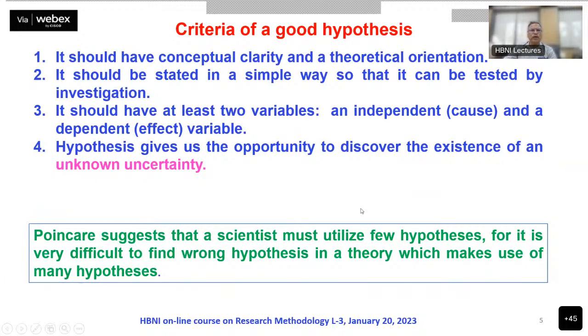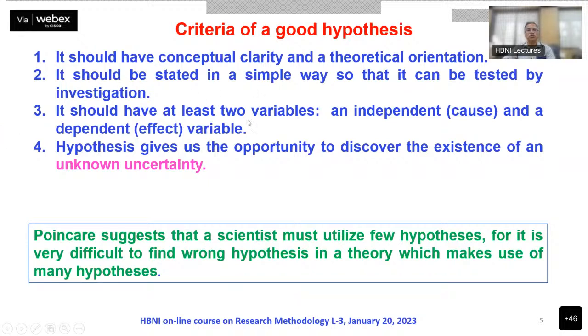So the criteria of a good hypothesis are that it should have conceptual clarity and a theoretical orientation. When you make a hypothesis, that means you are trying to understand a phenomenon or a process, and then you predict that if I do this, it can happen. So you have a theoretical explanation in that, and your concepts are clear. You have read the literature. This is what happens in this particular field. It should be stated in a simple way so that it can be tested by the investigation.